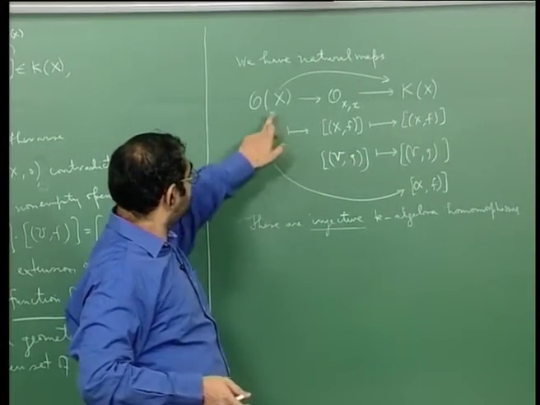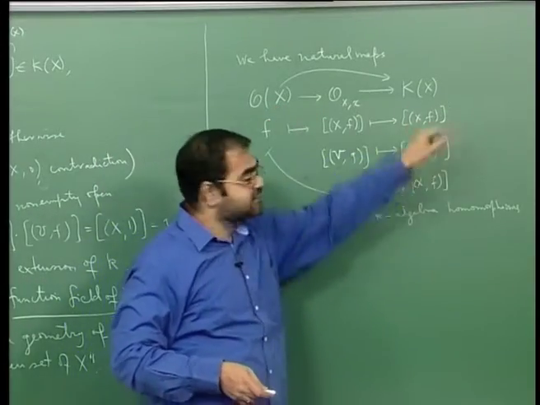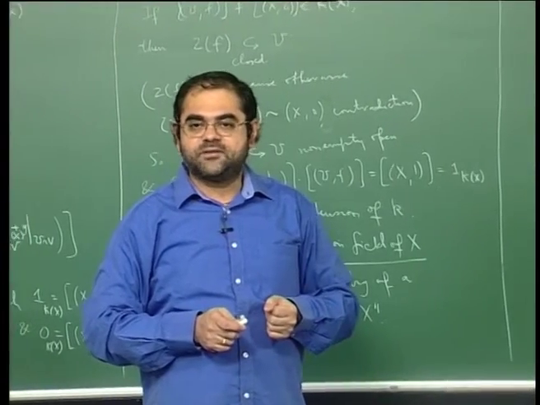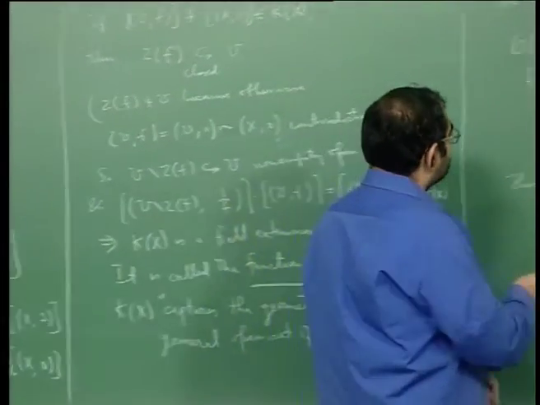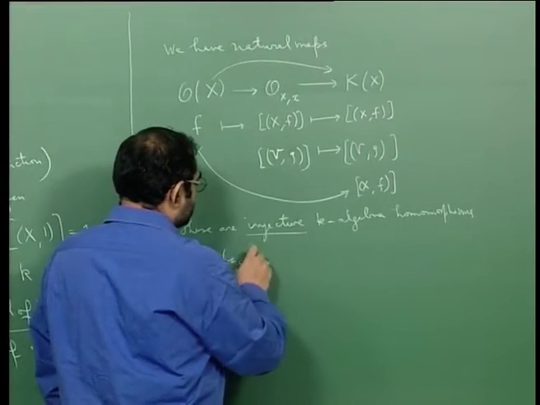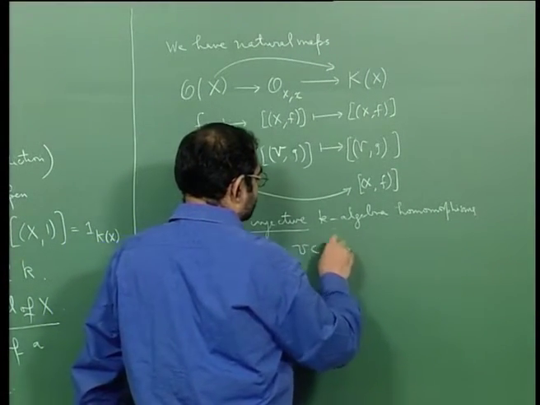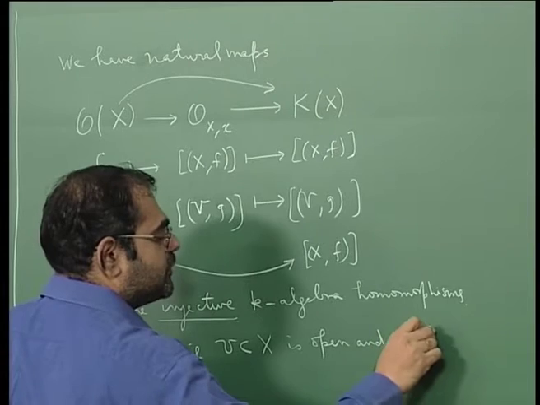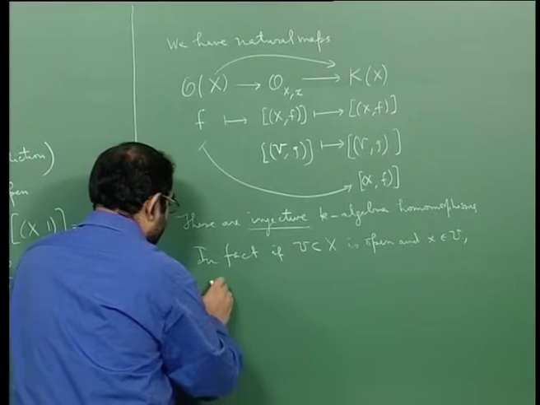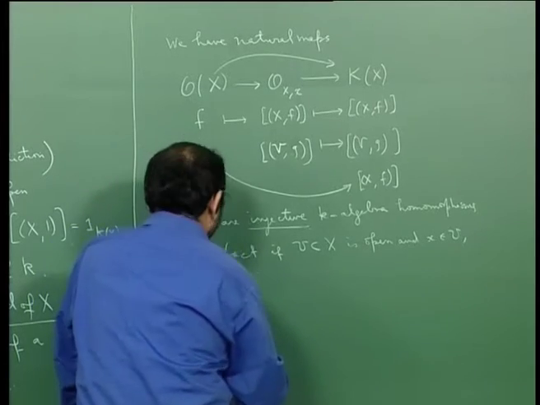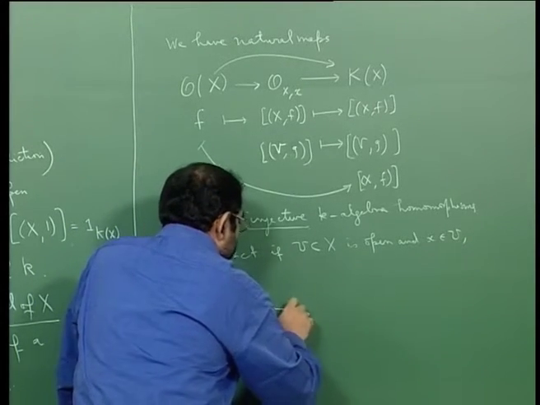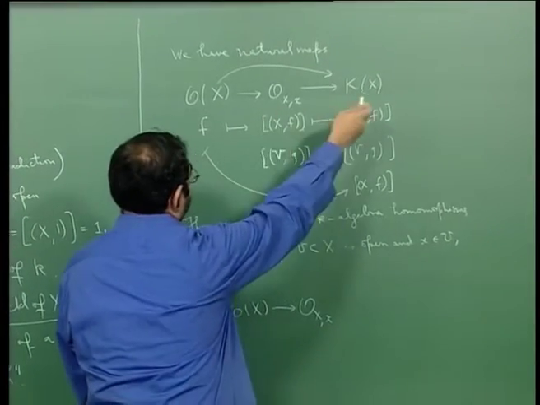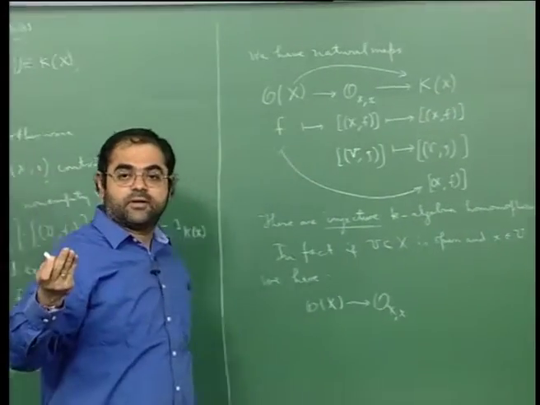Now what I want you to understand is that in all these things nothing will change if I replaced X by an open subset U, okay. In fact, if U is an open subset of X and small x is in U, then we have a commutative diagram, with equalities at the level of local rings and at the level of function fields. You are not going to have any difference.